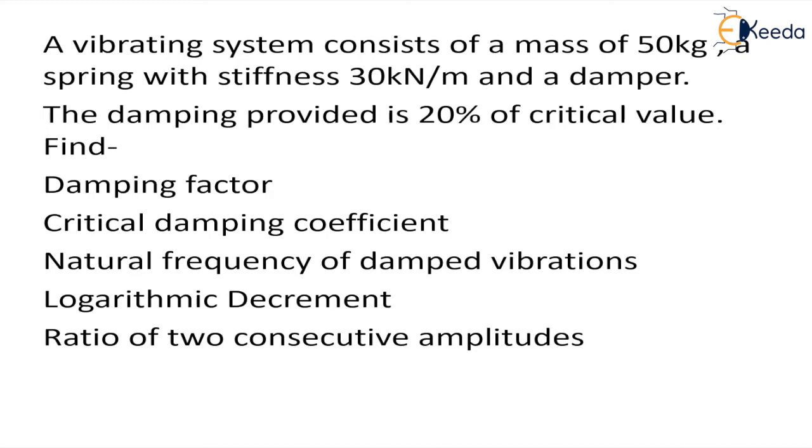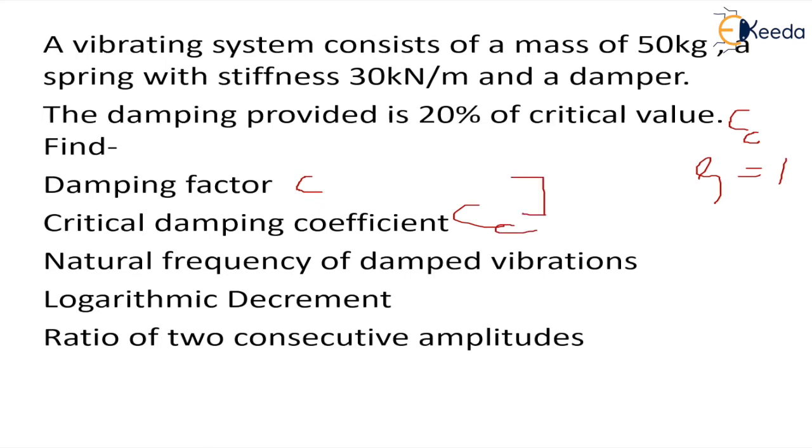Now the question says that there is a vibrating system which consists of a mass of 50 kilogram, a spring with stiffness 30 kilonewton per meter, and a damper, and the damping provided is 20% of the critical value. Now critical damping is denoted by Cc, which is the damping in case of the critical damping factor where zeta is equal to 1. So we have to find the damping factor, which is small c, and the critical damping coefficient, which is Cc, right? So basically we are given the relationship between these two.